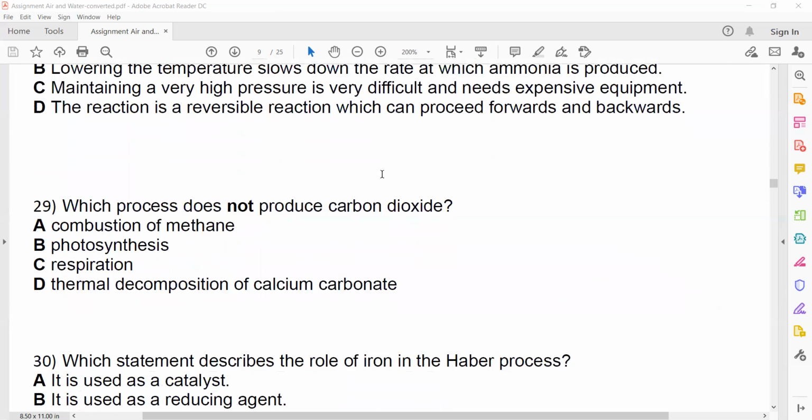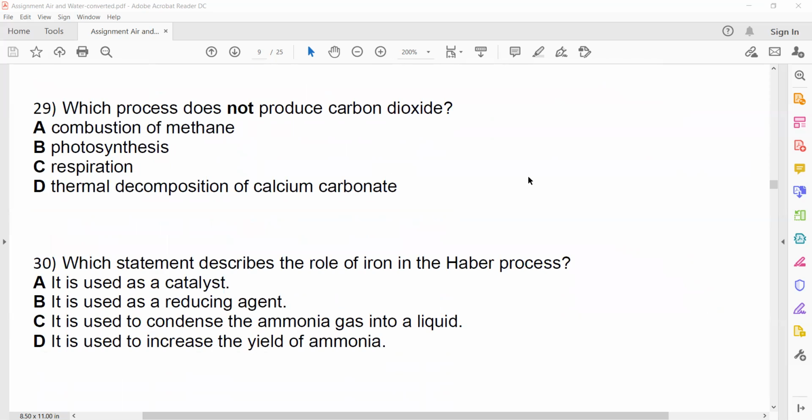Question 29. Which process does not produce carbon dioxide? Yes, photosynthesis does not produce carbon dioxide. Which statement describes the role of iron in the Haber process? So iron is used as a catalyst in the Haber process.